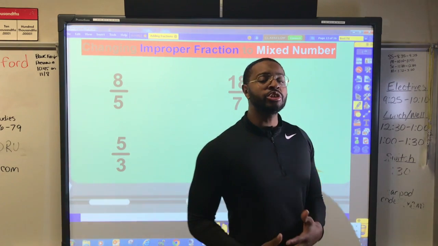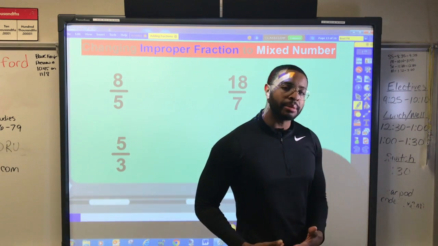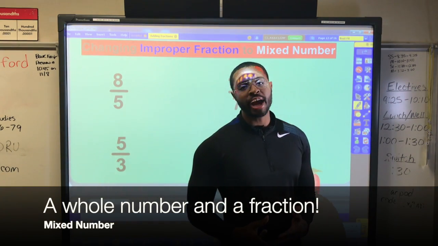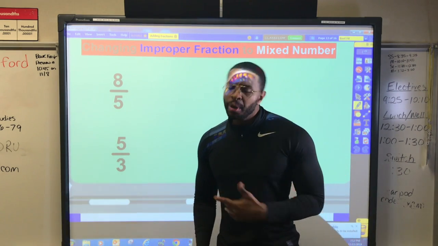And what we're going to do is take these improper fractions and change them into a mixed number. And a mixed number is a whole number and a fraction. I know what you're thinking: Crawford, how are we going to do that? I got you. We're about to do it.